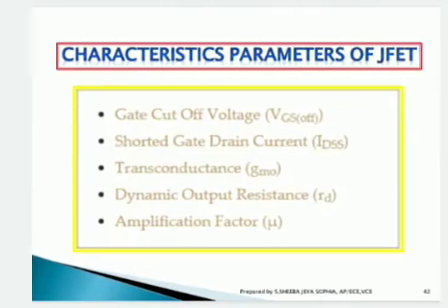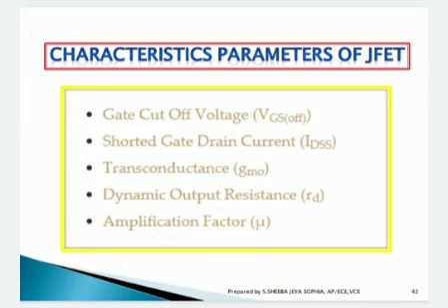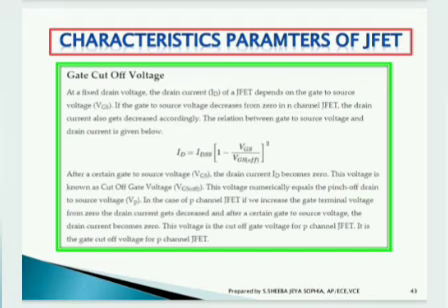So these are all the important concepts which you have to keep in mind for the relationship between BJT and FET. So moving to another important topic, characteristic parameters of JFET. These characteristic parameters are nothing but the parameters which decide the characteristics of JFET, such as gate cutoff voltage, shorted gate drain current, transconductance, dynamic output resistance and amplification factor, and also power dissipation factor.